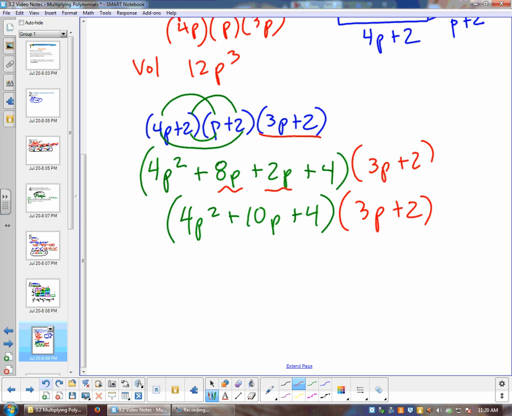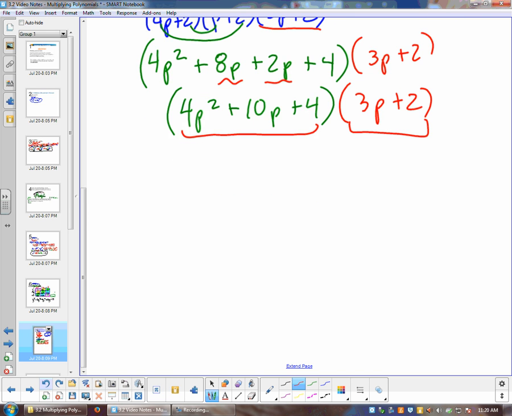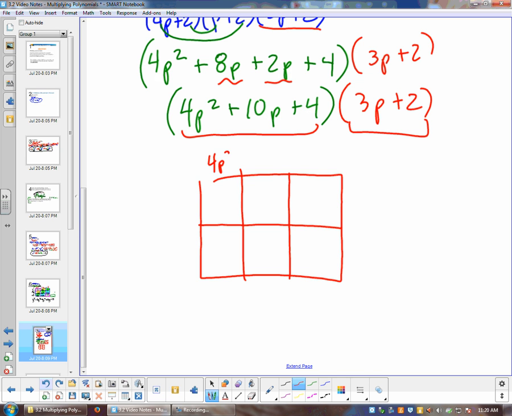In order to do this, now I'm multiplying a trinomial, which has 3 terms, by a binomial with 2 terms. So using that box method, I know that I'm going to have a 3 by 2 box. So I'm going to put my 4p squared here, 10p here, 4 here. That's from my first polynomial that I'm multiplying, and then a 3p and the 2 here from that second polynomial. So multiplying these together, 3p times the 4p squared, I'm going to have 12p cubed. The 3p here times the 10p is going to be 30p squared. And then the 3p times the 4 gives me 12p.